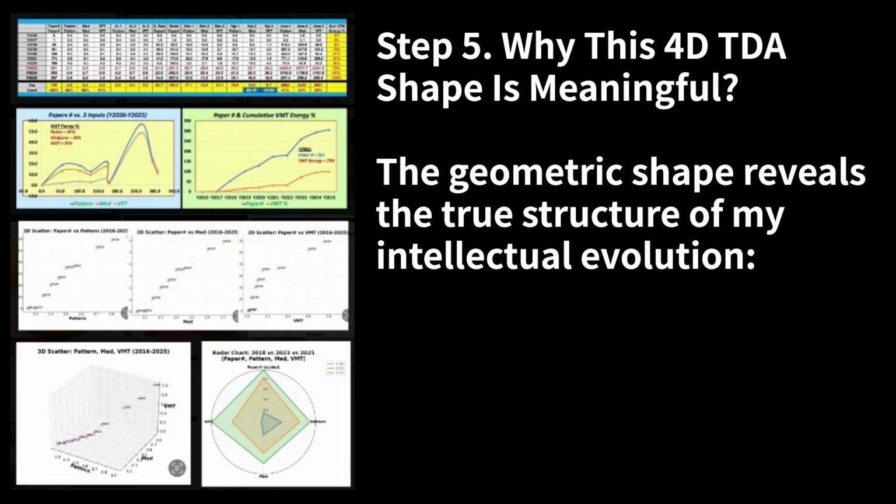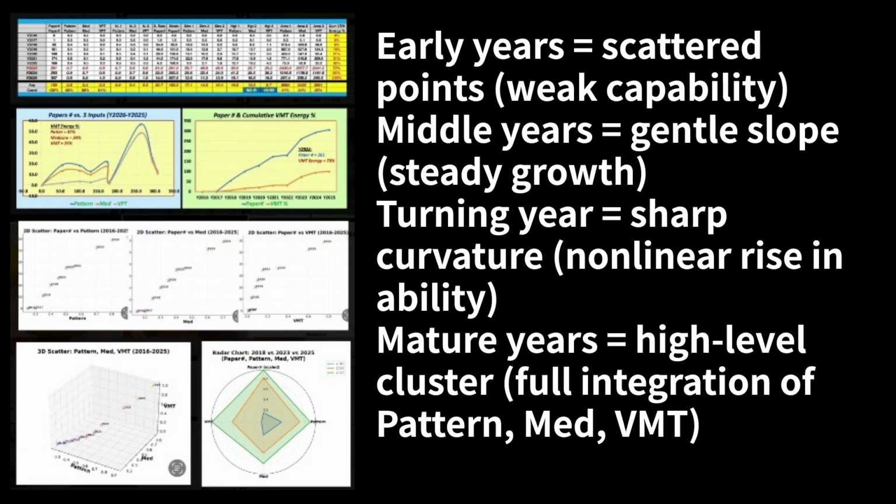The geometric shape reveals the true structure of my intellectual evolution. Early years is scattered points, weak capability. Middle years is gentle slope, steady growth. Turning year is sharp curvature, nonlinear rise in ability. Mature years is high-level cluster, full integration of pattern, MED, VMT.